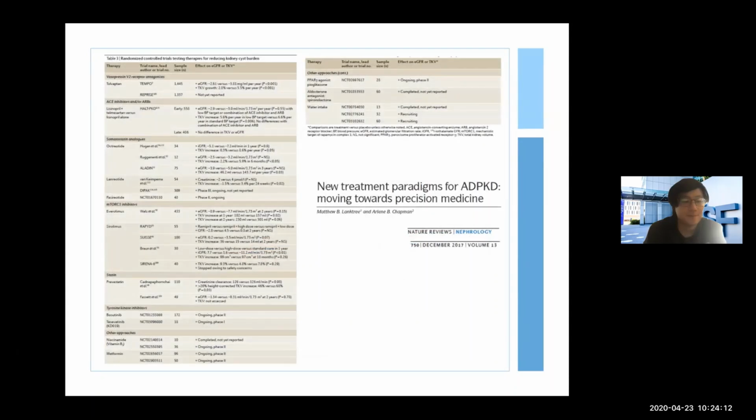If you're interested in a review of this, there's a great review in Nature Reviews Nephrology in 2017 that kind of goes through most of the ongoing clinical trials for medical management.